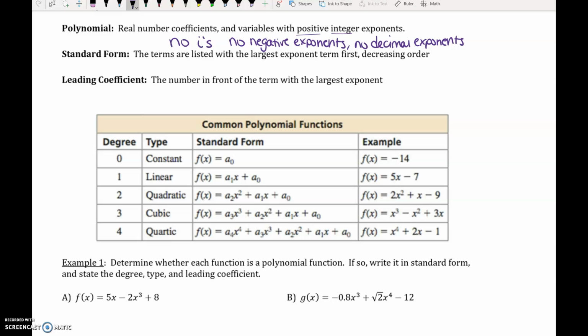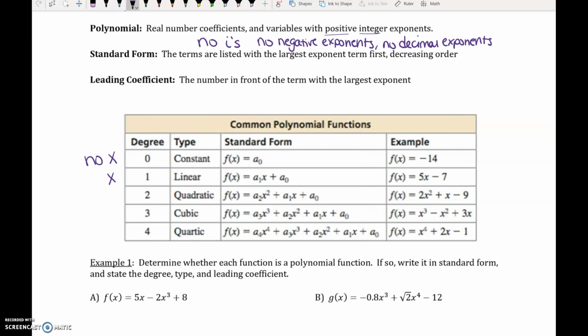If there's no x value at all, a 0 degree means that there's no x. A first degree means it's just plain x. A second degree means that the largest exponent is a square. A third degree means the largest exponent is a cube. And a fourth degree means the largest exponent is a 4. No x, a 0 degree, is called a constant because the function is just a constant number.